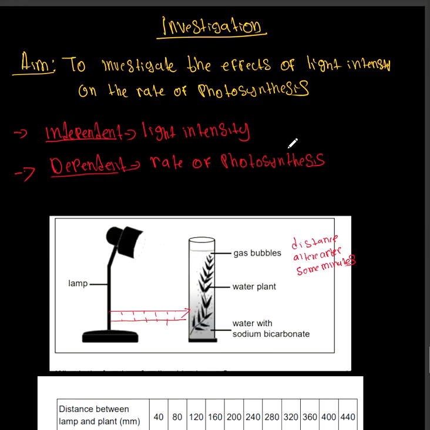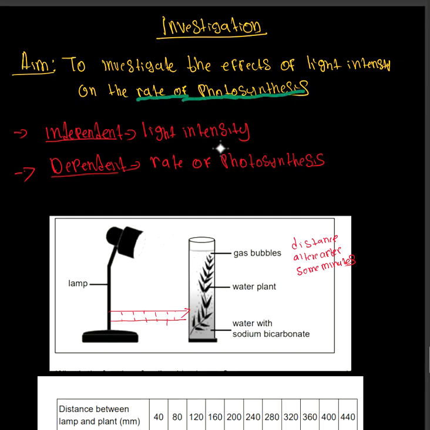So we're going to look at the investigation, which is the last investigation. This investigation is different from the previous investigation, because in the previous investigation we were looking at whether the factor is required or not required. But in this investigation, we are going to look at the rate of the photosynthesis.